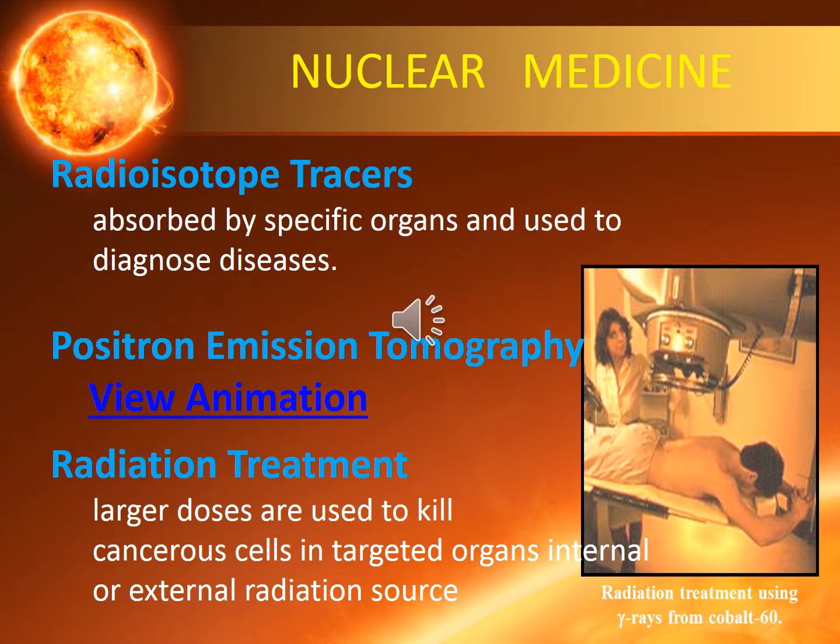It will also bring you down at the bottom to a PET scanner, which is positron emission tomography. And in the middle of this slide, click on View Animation. It's a short animation, but very informative. And lastly, radiation treatment. Larger doses are used to kill cancerous cells in targeted organs, with internal and external radiation sources. The picture at the right is radiation treatment using gamma rays from cobalt-60.